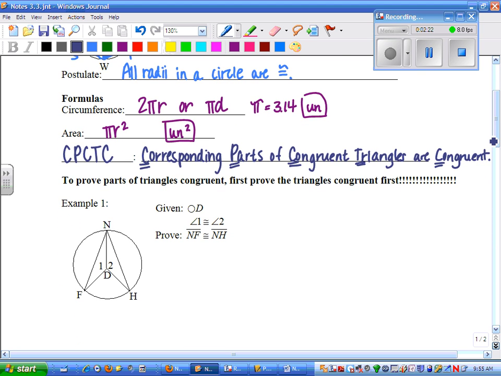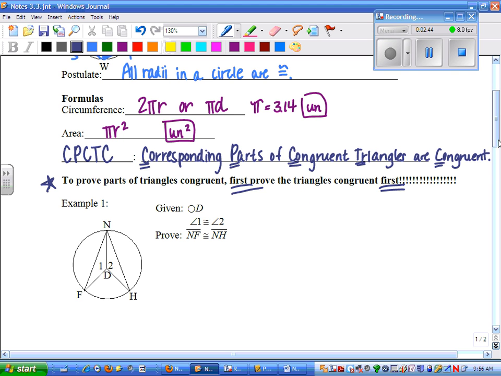What we are doing here is once we prove the two triangles congruent to each other, we can now prove any parts of the triangle, such as angles or sides, are also going to be congruent. So this is very important. To prove parts of the triangle are congruent, first prove the triangle is congruent. There's two firsts in there to stress the importance that it has to be proven first.